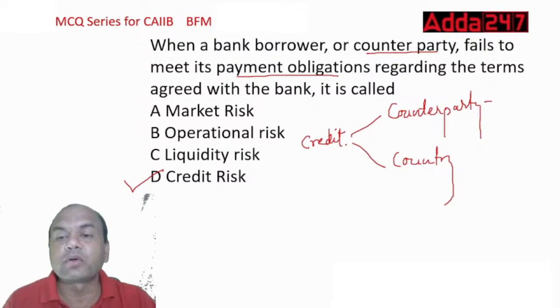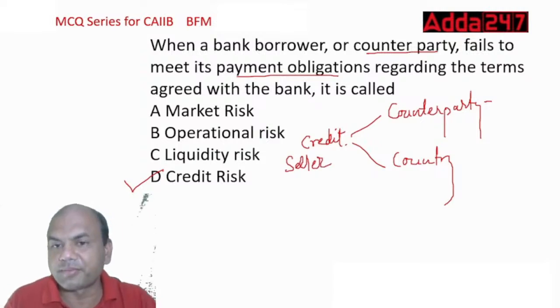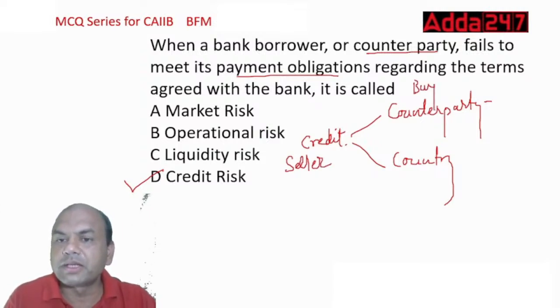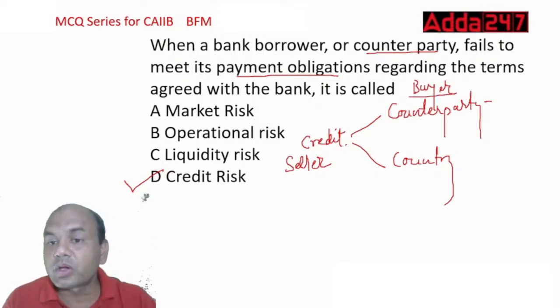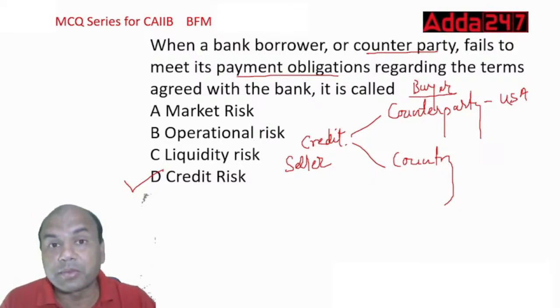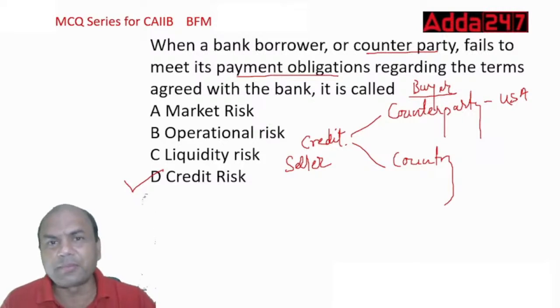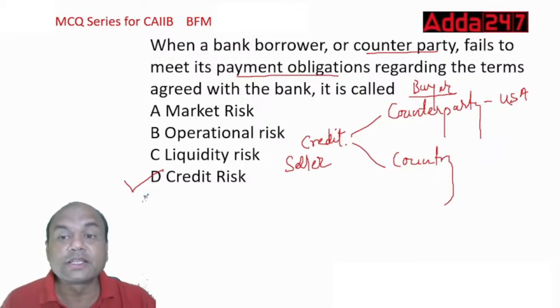Suppose your counterparty means you have sold the goods. Okay, you are the seller, and this counterparty is a buyer. Now imagine your buyer is in USA. So what does it mean? Your USA country is good. Are there any legal problems in USA? No, nothing. Europe, no problem. Only the problem is your party is bad. It can happen anywhere. So this is counterparty. Country is good, but the counterparty is bad.